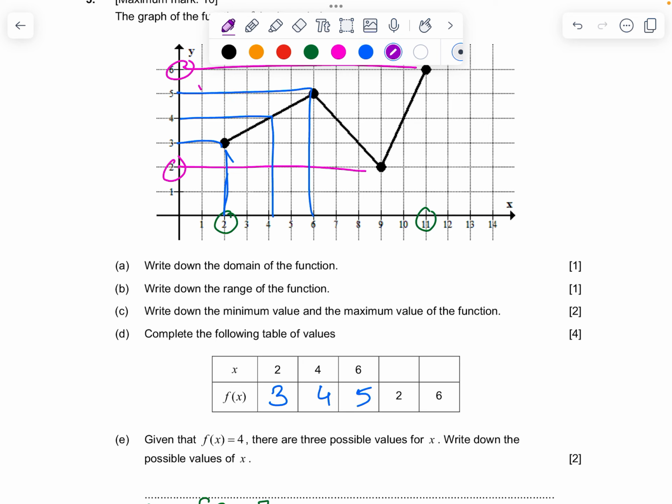And the reverse way, when the y value is 2, what is the x value? The x value is 9. And when the y value is 6, what is the x value? The x value is 11.